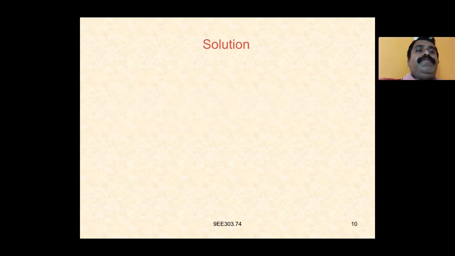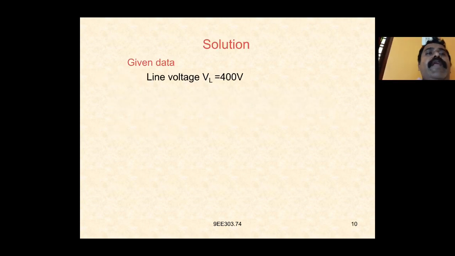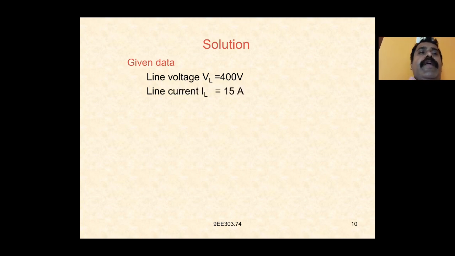Given data: line voltage VL is equal to 400 volts. Line current IL is equal to 15 amperes.